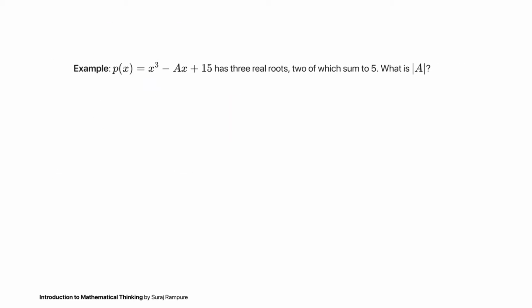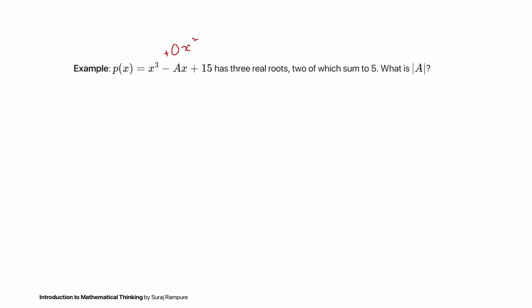Cool. So the next one I want to look at is: suppose this polynomial x cubed minus ax plus 15 has 3 real roots, 2 of which sum to 5. What is the absolute value of a? So again, I'll give you a couple minutes to discuss amongst yourselves and try and work this out, and then we'll take it up. And the one thing you're supposed to notice is that the coefficient on x squared is what? 0.